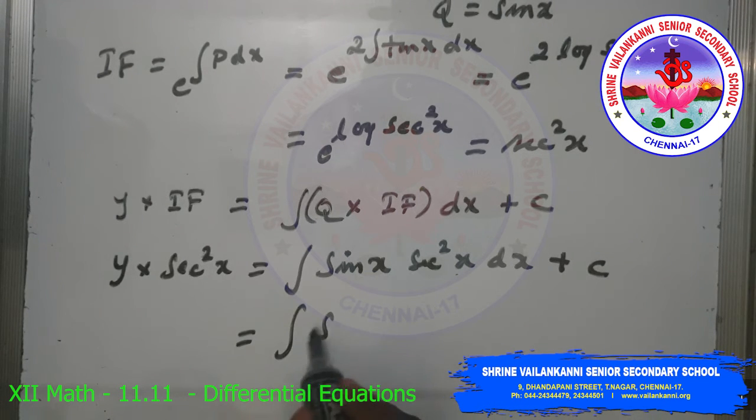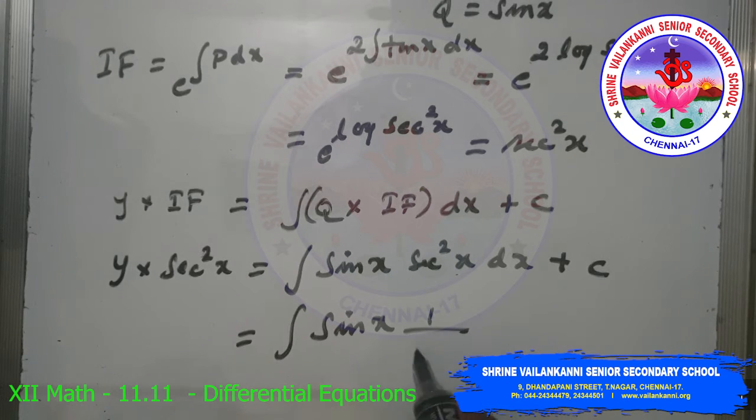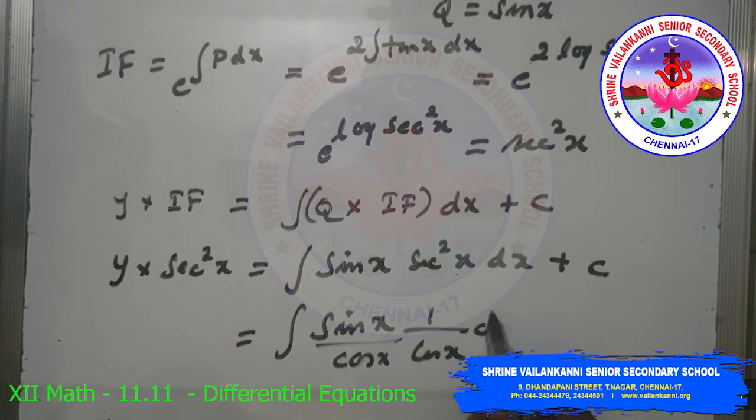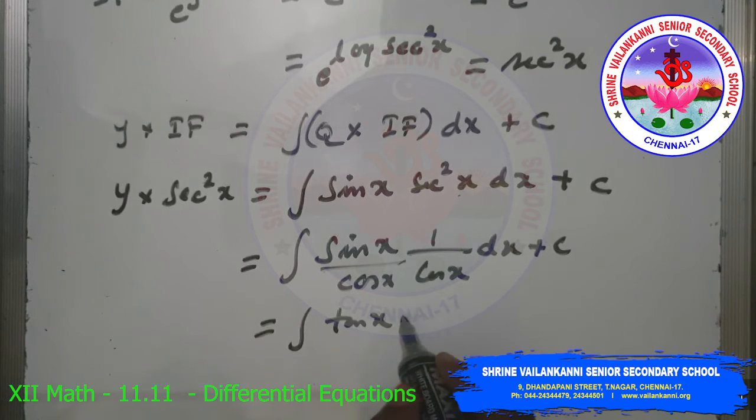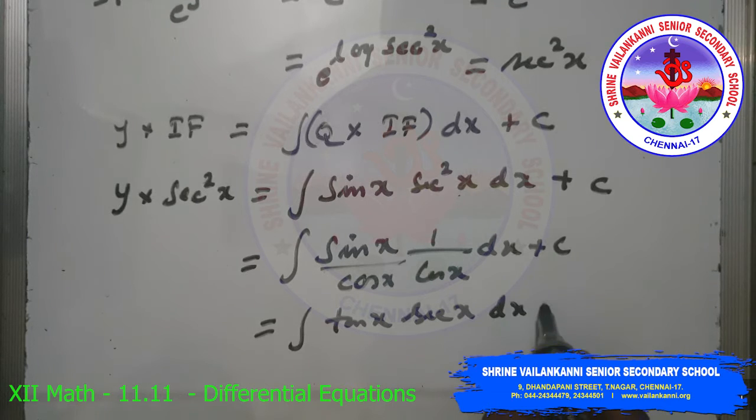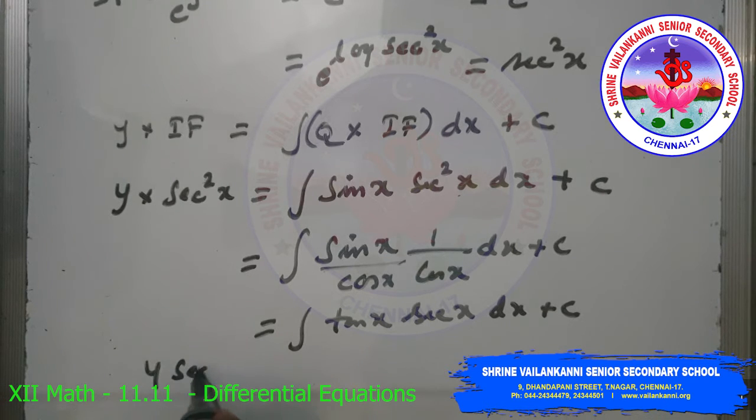Secant square x is 1 by cos square x. So we can split it into sin x by cos x into 1 by cos x dx plus c, which is the integral of tan x secant x dx plus c. The integral of secant x tan x dx is secant x. So y into secant square x equals secant x plus c.